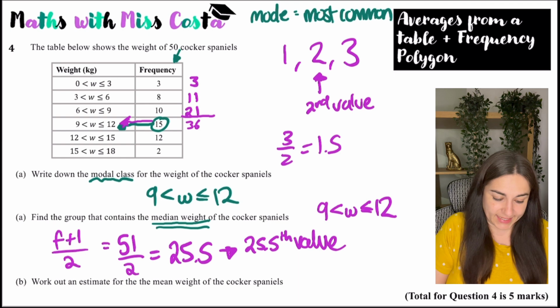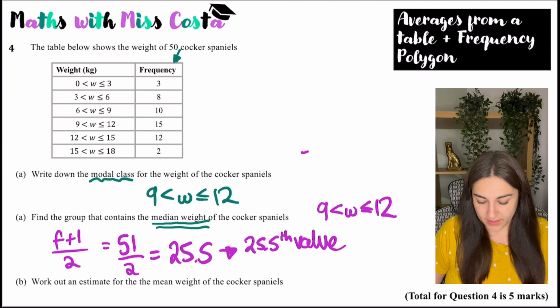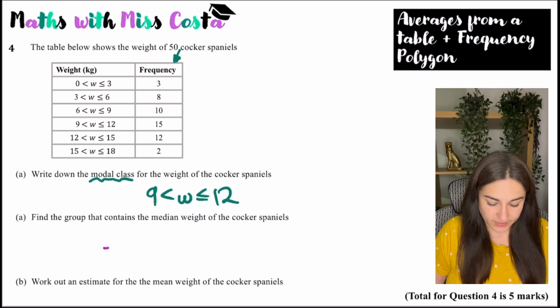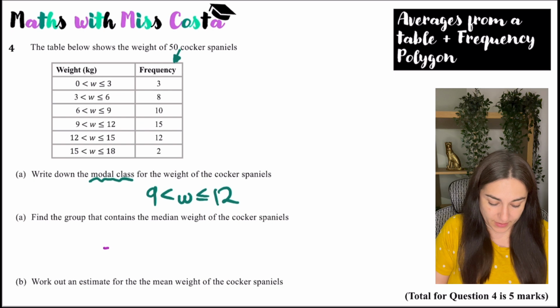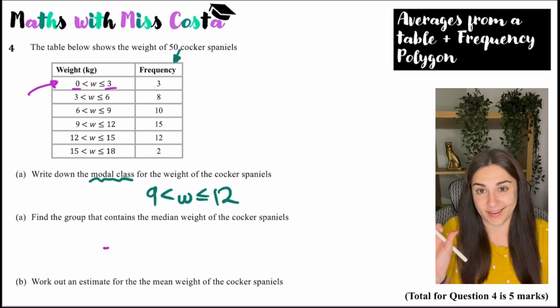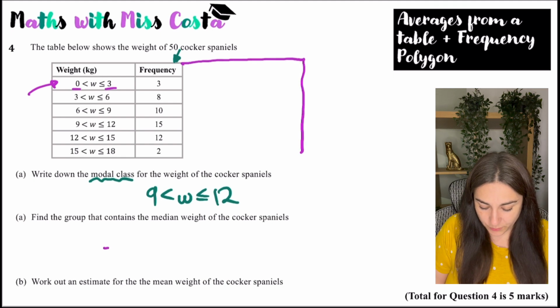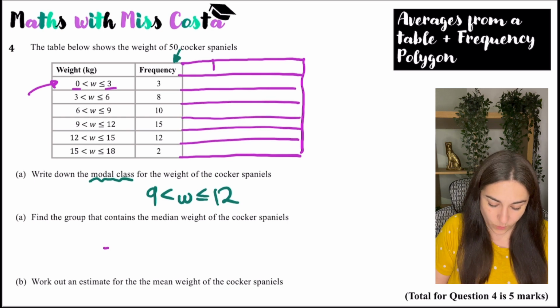And then the last thing is to calculate an estimate for the mean. This is the one that requires a lot of work. So what you need to do, if it's a grouped frequency table, and this is a grouped frequency table because there are 2 values that it can lie between, is draw 2 extra columns for yourself. You don't have to, you can just work out what the midpoint is, but I'm just going to do that, because why not?